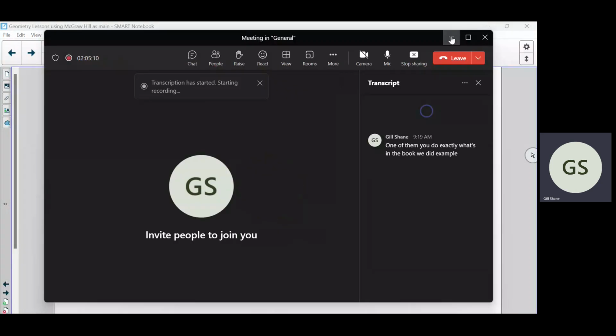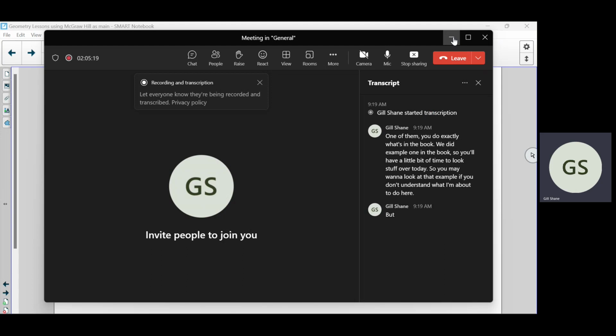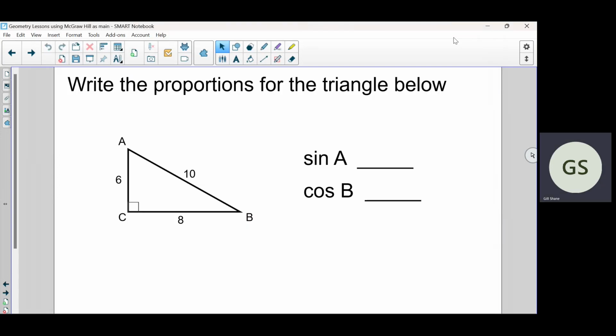Exactly what's in the book. We did example 1 in the book, so you'll have a little bit of time to look stuff over today. You may want to look at that example if you don't understand what I'm about to do here. But in the book, they had us do every function for both angles.